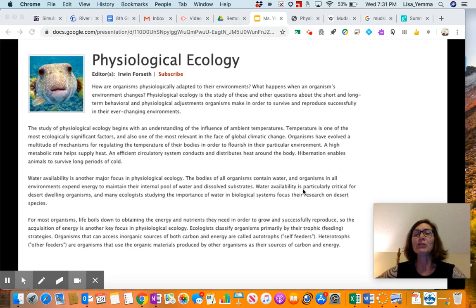Water availability is particularly critical for desert-dwelling organisms. What adaptations do organisms that live in the deserts have that enable them to survive in that ridiculously dry environment? And many ecologists studying the importance of water in biological systems focus their research on desert species. If they can figure out how to live with a lack of water, what structures are their bodies using that we can learn about? For most organisms, life boils down to obtaining the energy and nutrients they need in order to grow and successfully reproduce.